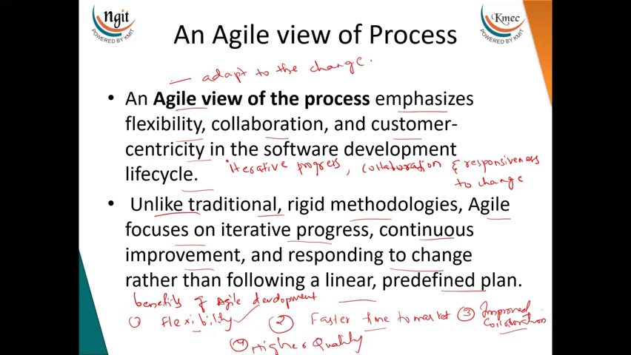Then we have improved collaboration. Since the main objective of agile is to promote constant communication and collaboration among the team members with the client or customer, this will definitely lead to a better outcome of the product. Then what is higher quality? The continuous testing and feedback loops in agile ensure that the product is constantly refined, and the number of defects we expect could be very few. So clear, these are the benefits of agile development.